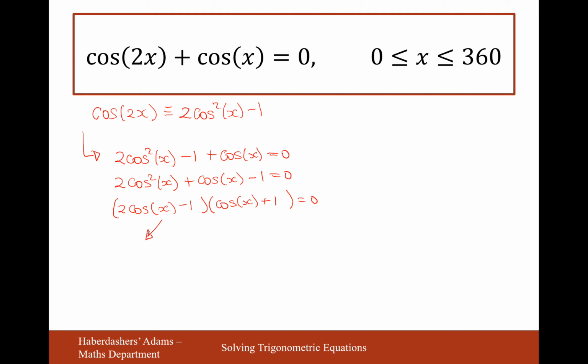So therefore we've got two trig equations, two smaller ones for the price of one. Either cos of x will equal a half to make that bracket equal 0, or cos of x equals minus 1. And in this case here it's going to be at 60 degrees and 300 degrees. And for this one over here, x is going to equal 180 degrees. So there we are, those are the three answers for this question.